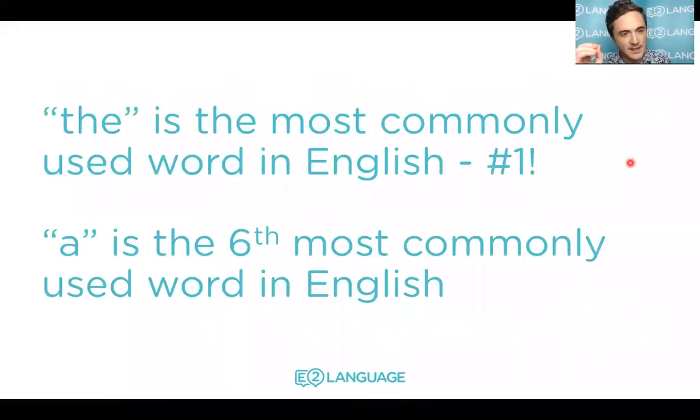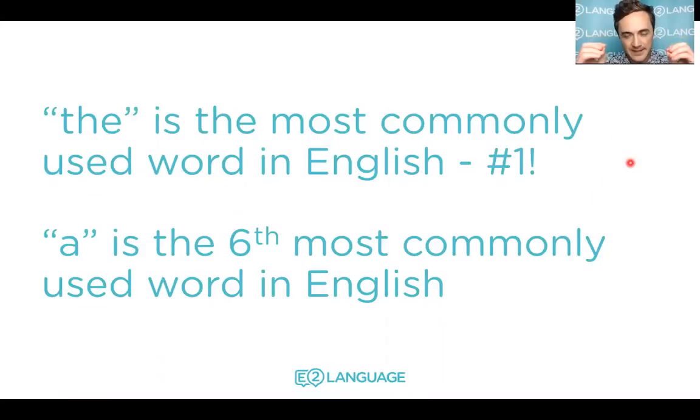Firstly, I'm going to say that it's very important that you learn how to use a and the and no article accurately. Why? Well, the is the most commonly used word in English. It is number one. The occurs in almost every sentence we say in English. So if you don't know how to use it, that's going to be a big problem because it's so frequent. A is the sixth most commonly used word in English. It is also extremely important.